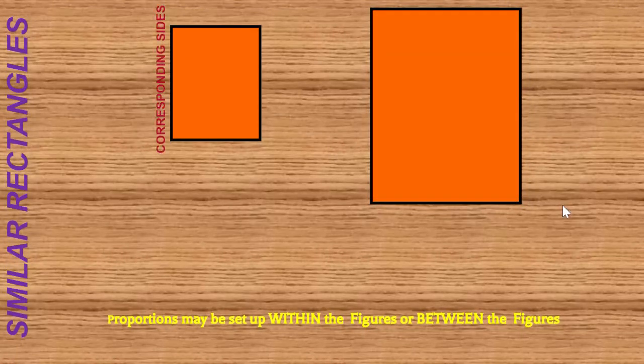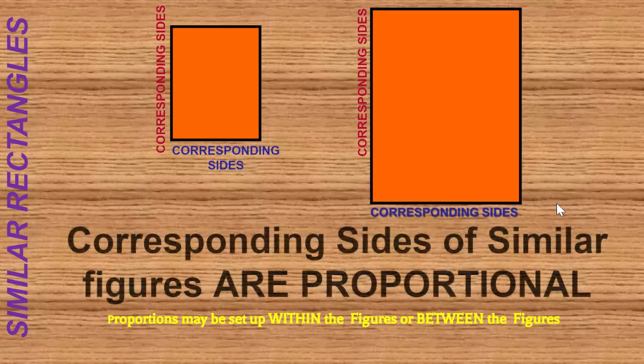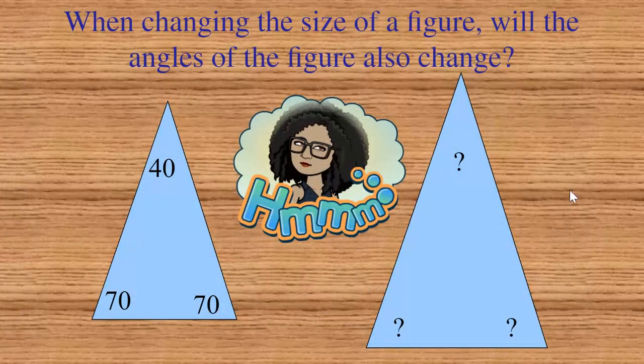So when we are told that we have similar figures, corresponding sides are very important. Corresponding sides of similar figures are proportional. And remember, proportions may be set up within the figure or between the figures. You need to be familiar with both methods.